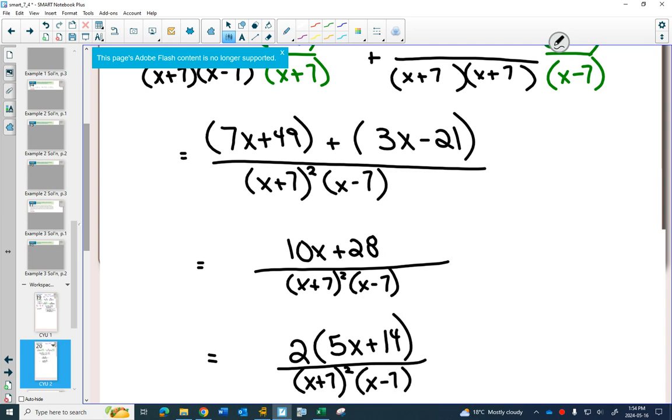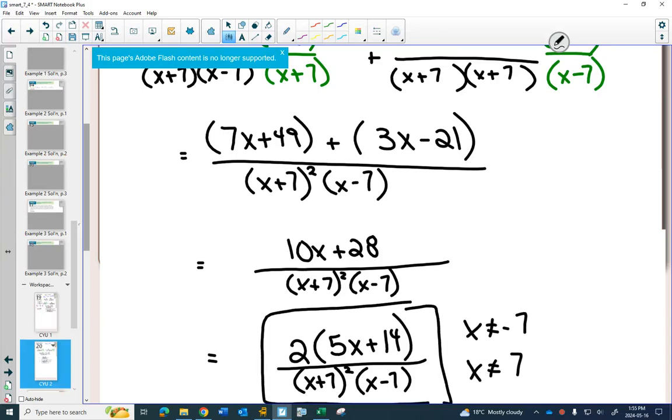Multiplying and dividing was way more fun, wasn't it? Because you got to cancel out a whole bunch of stuff, and things went away. Adding and subtracting, ugh, you have to write so much extra. So now we check, are any of those factors identical? They're not, so we can't simplify. This would be our final answer, and I think your textbook lists the non-permissible values are negative 7 and 7. That is our final answer, simplified.